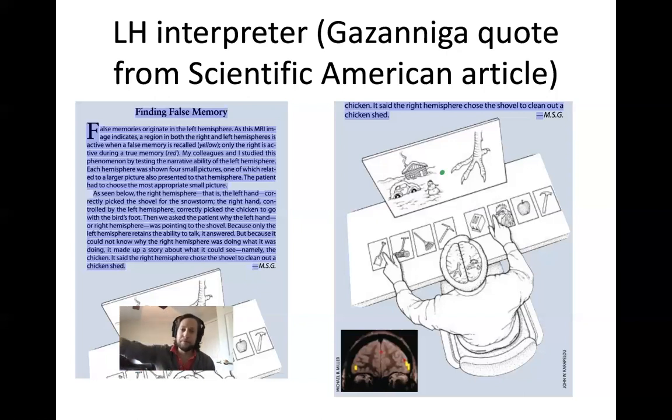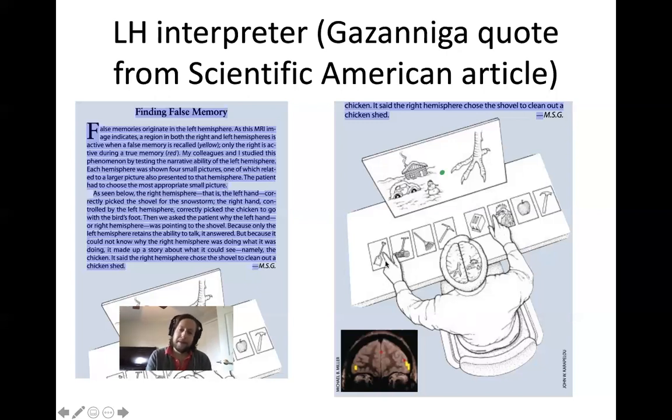Perfect. So the right visual field had the chicken leg. That information about the chicken leg went to the left hemisphere. The left hemisphere controls the right side of the body, the right hand. Therefore, the right hand picking chicken makes perfect sense, because the left hemisphere, which saw the chicken leg, controls the right side of the body. So this answer just makes really good sense.